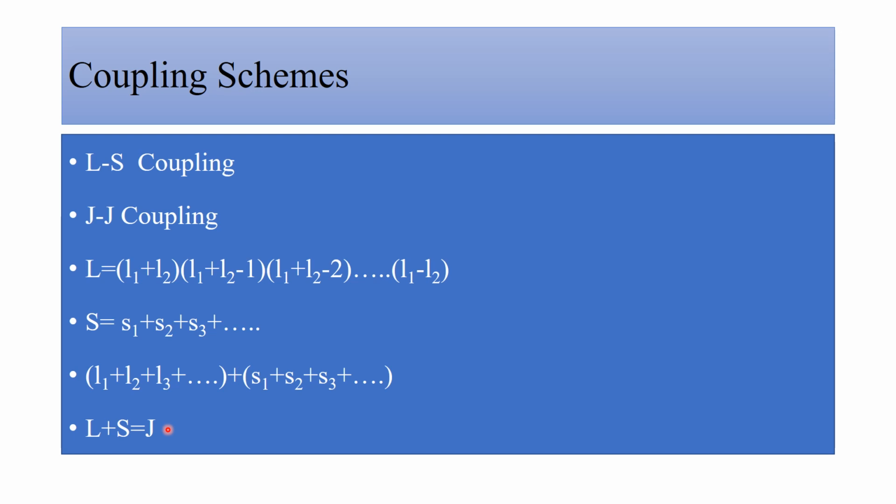The LS coupling scheme is used up to atoms having atomic number 30. The LS coupling is possible when the interaction between the orbital angular momenta on one hand and the individual spin angular momenta on the other hand are very strong.